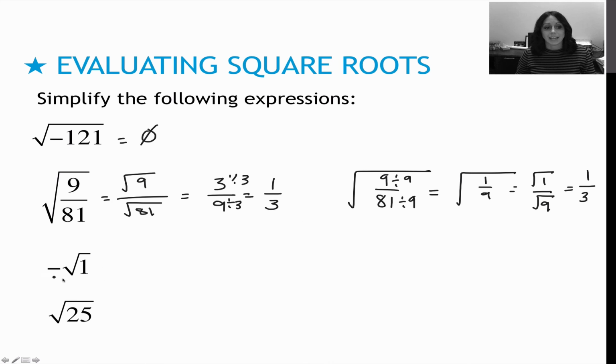My third is negative square root of 1. The square root of 1 is 1 because 1 times 1 is 1. The negative out front says we want the negative value. And our last one, the square root of 25, would just be 5.